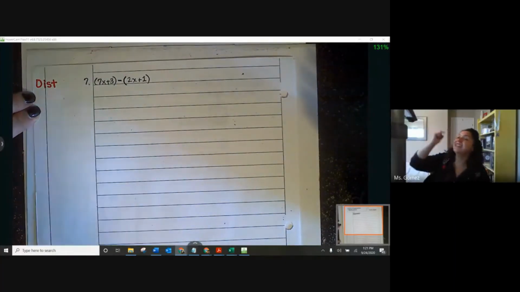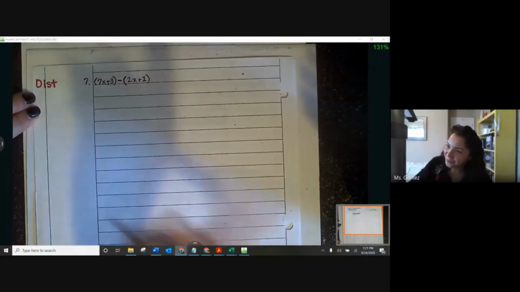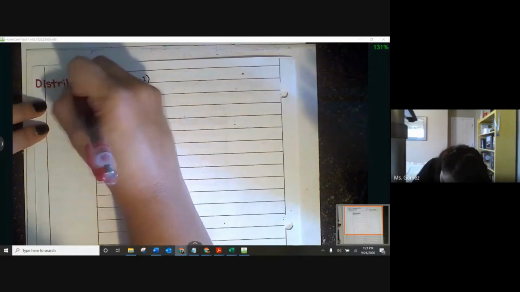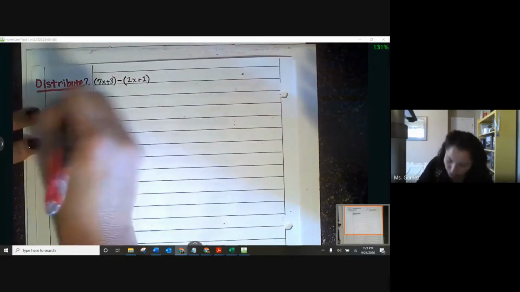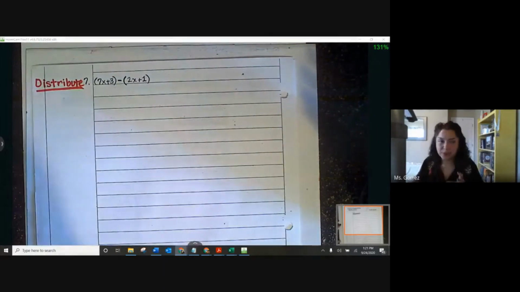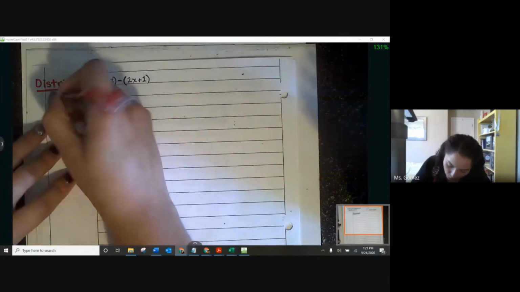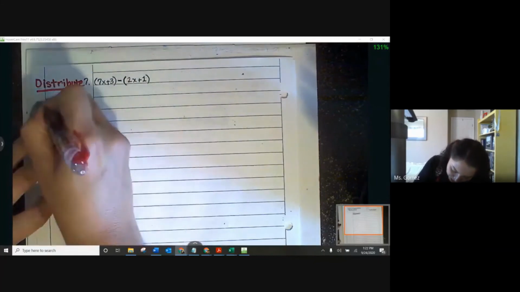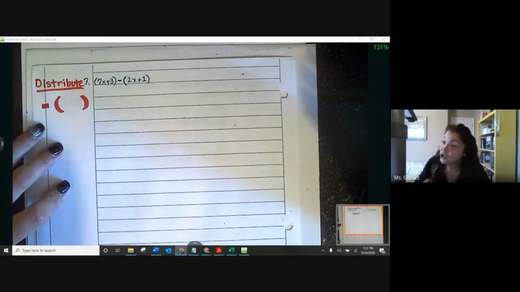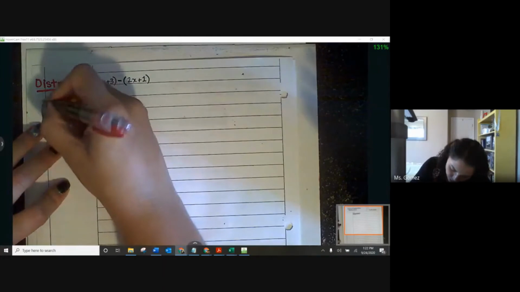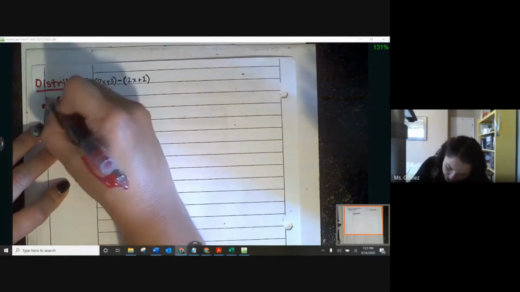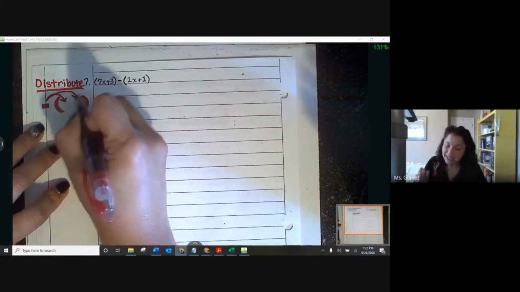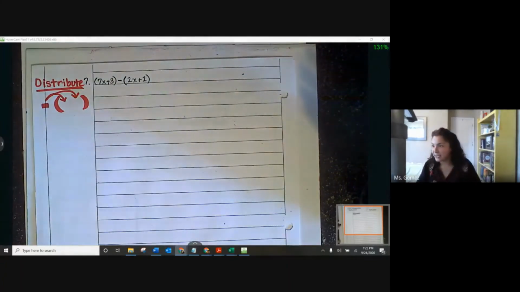Distribute. Yeah, that was the other word from yesterday's assignment. Now, usually when you have distribute, you'll have something like parentheses. And in this case, we have a minus sign on the outside. We need to distribute, aka multiply, that minus sign to all of the terms inside of the parentheses.